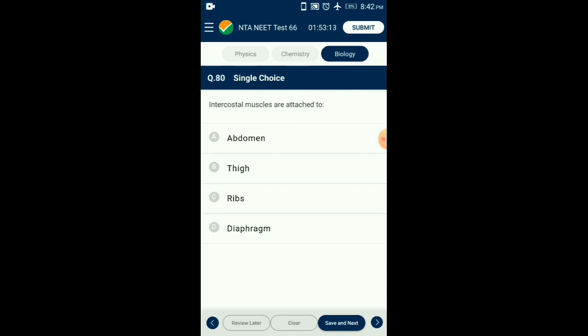Intercostal muscles are attached to. Intercostal muscles are generally called as two types. External intercostal muscles and internal intercostal muscles are attached with the ribs, which help in the movement of the rib cage during breathing. So the answer is option C, ribs.